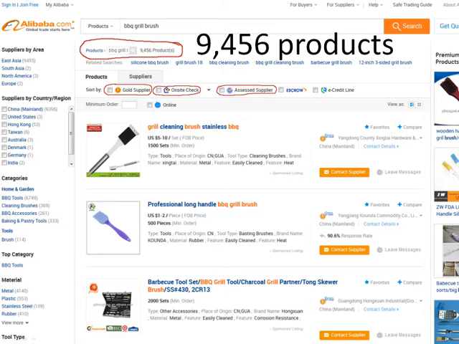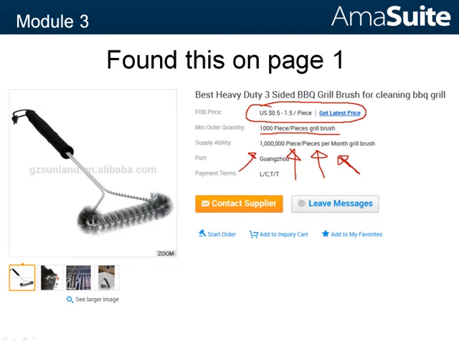And you can also look at the response rate, right? If you see that there's a higher response rate, then of course they're more likely to respond to you than suppliers that have a lower response rate, right? I mean, Alibaba is a multi-billion-dollar company, and so they've obviously set things up to be very easy for you to use.